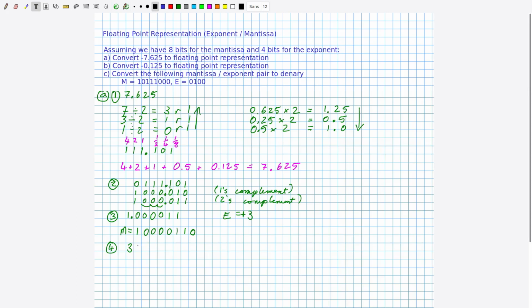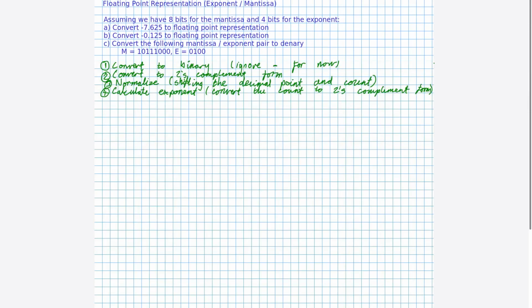So to put that in 2's complement form, we just first convert it to binary number, which is 11. And in order to put it into 2's complement form, because it's positive, all we have to do is prepend it with zeros. And we have 4 bits for the exponent, so we have E equals 0011. And that's all.